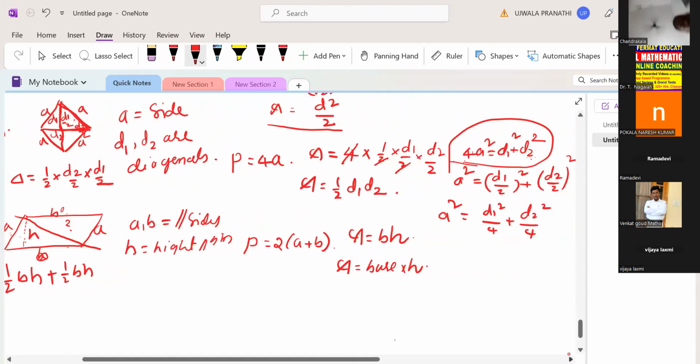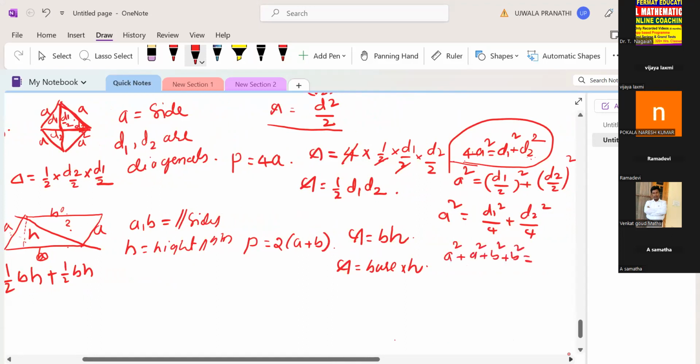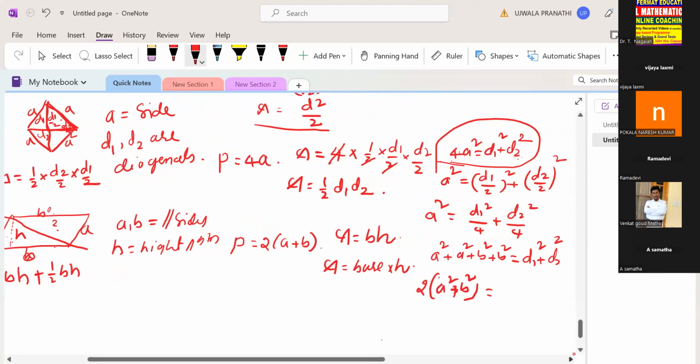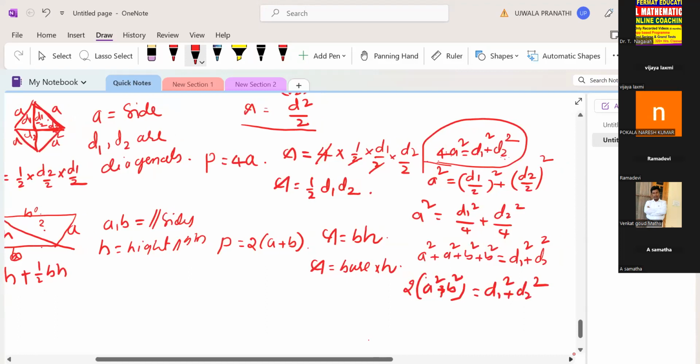Now, here also there is a big formula. It's called the parallelogram law: the sum of all sides' squares. That is a square plus a square plus b square plus b square is equal to d1 square plus d2 square, if the diagonals are d1 and d2. So this is 2 of a square plus b square is equal to d1 square plus d2 square. This is a very important one.